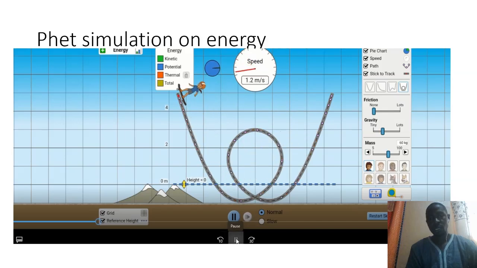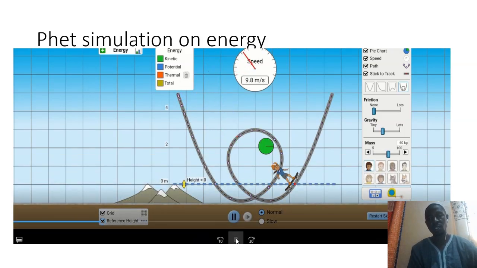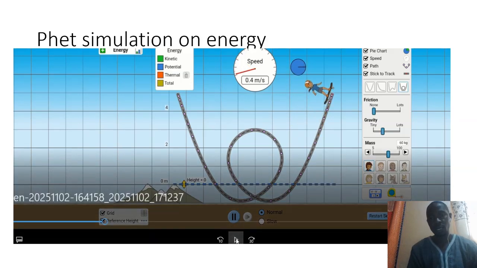These are different skate simulations that are interactive. I think you will enjoy. You can see the young man enjoying the skate. Potential energy is maximum at that point.